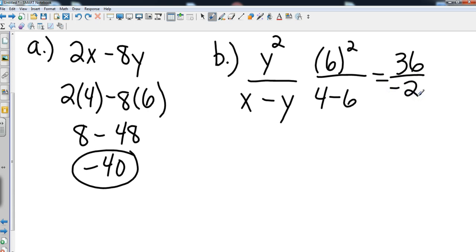Now we need to keep going and reduce that as far as possible, or simplify that as far as possible, whichever word you feel more comfortable with. So we've got 36 divided by negative 2, which is going to give us a final answer of negative 18.